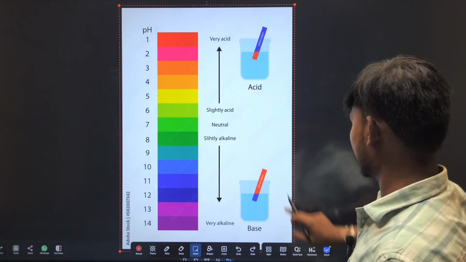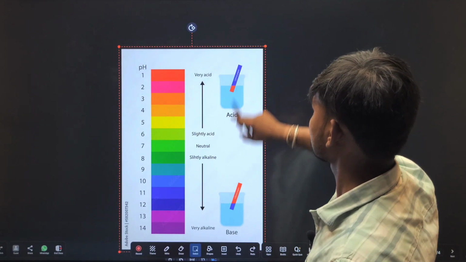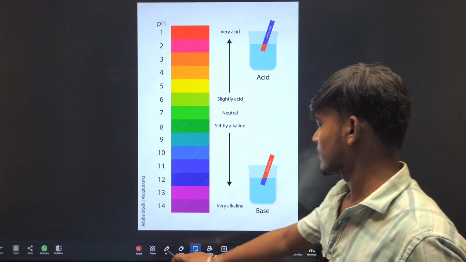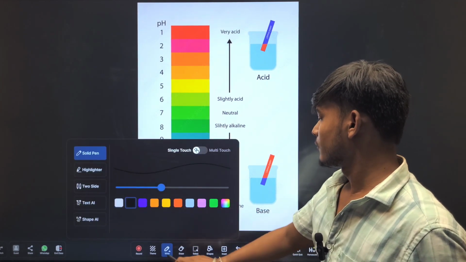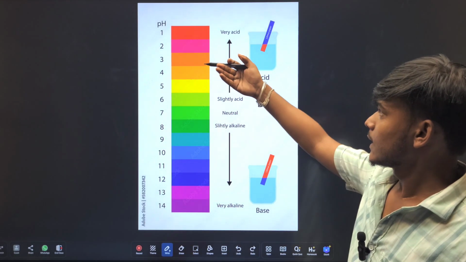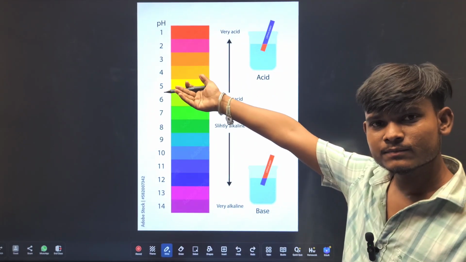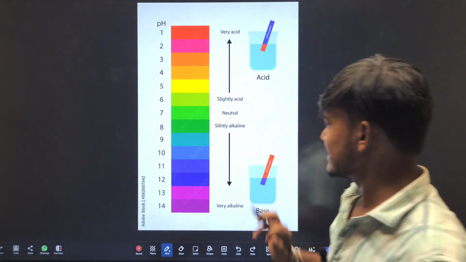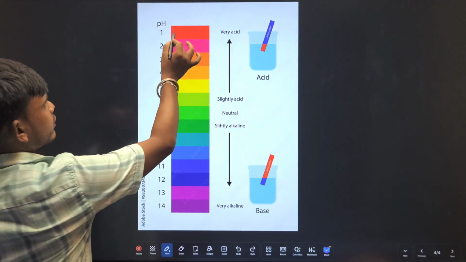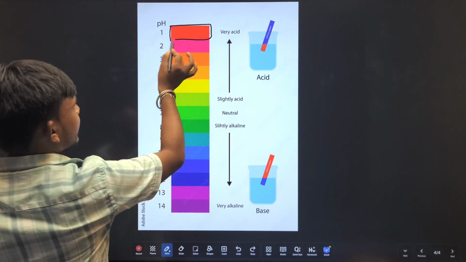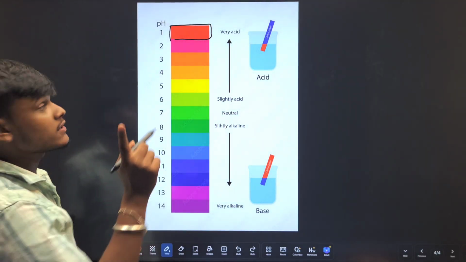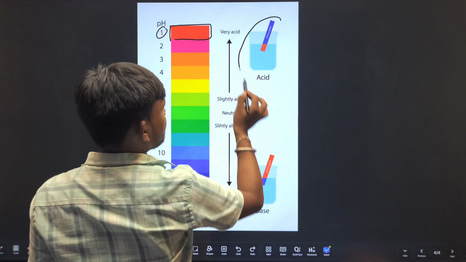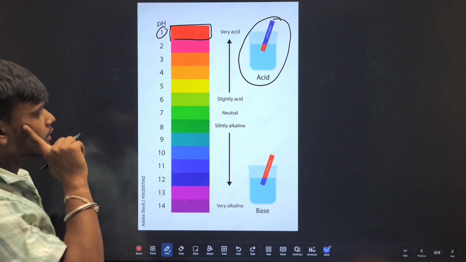Please look at this diagram, dear students. What I am going to teach, please focus on this diagram. What is this representing? A universal indicator. You can easily see, if universal indicator gives red color, it means the pH of the solution will be 1. Okay, look at this diagram.